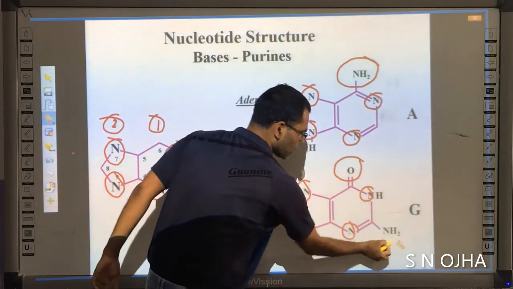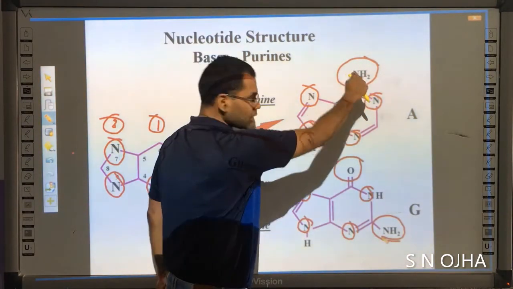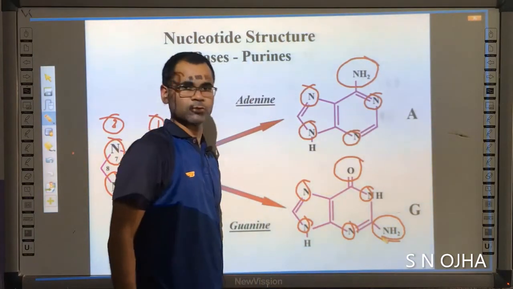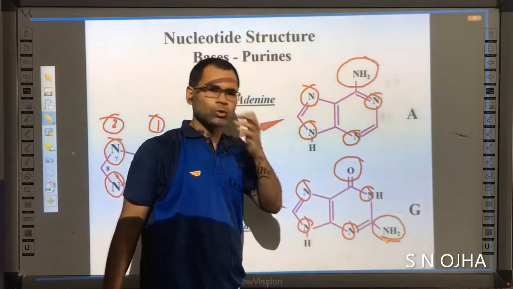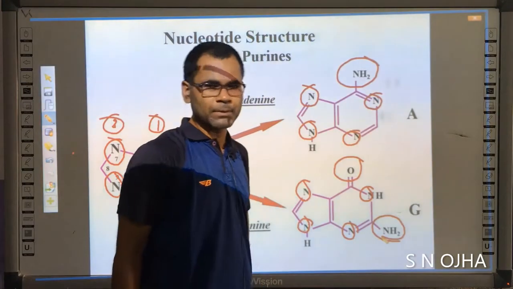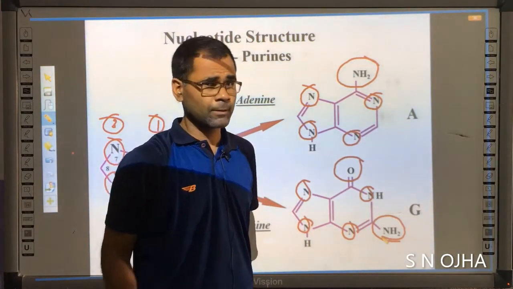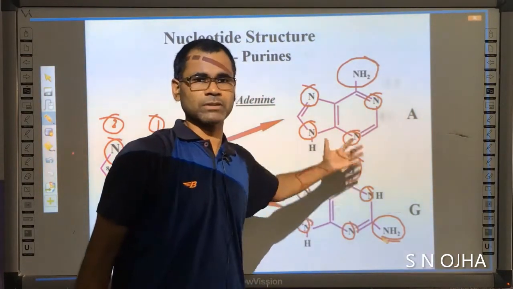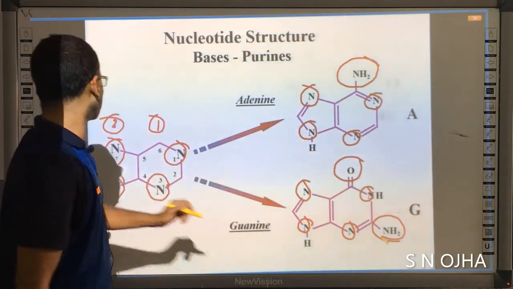In guanine, the amine group which is placed here is actually a ketone, and the amine is shifted to this position. I think the structure of both of these is very important, though nobody is going to ask you the structure in the board examination, but it is my personal suggestion. If you want to crack NEET or any competitive examination, be careful with your biomolecules, because reasoning questions can be drafted on the basis of this. Right. So this is about the purines, adenine and guanine.